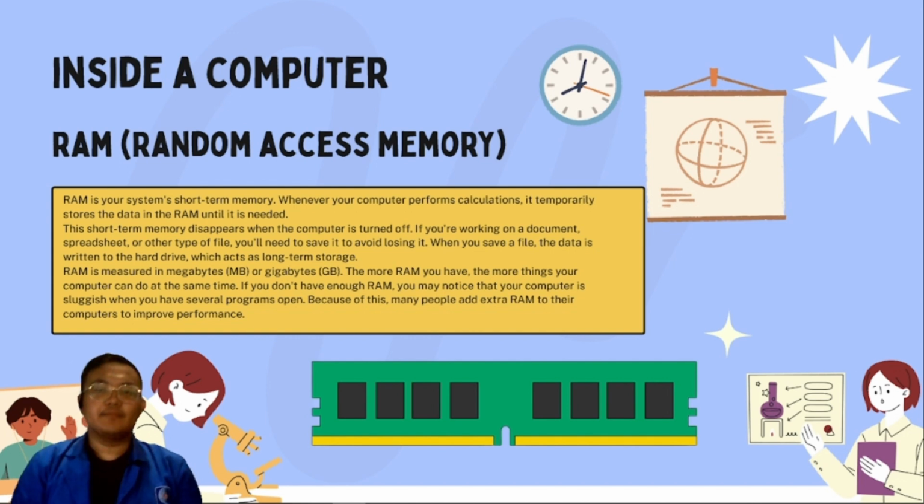Then we have RAM, or random access memory. RAM is your system's short-term memory. When your computer performs calculations, it temporarily stores the data in the RAM. This short-term memory disappears when the computer is turned off. This is why you must save your work. When you save a file, the data is written to the hard drive, which is the long-term storage. The more RAM you have, the more things your computer can do at the same time.